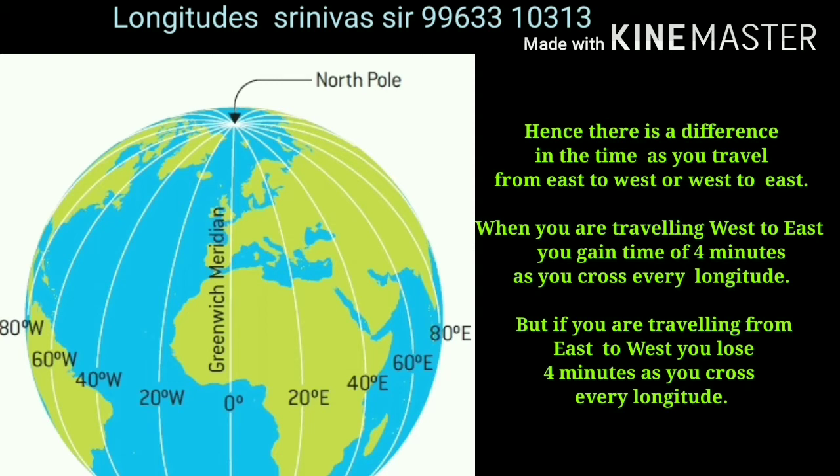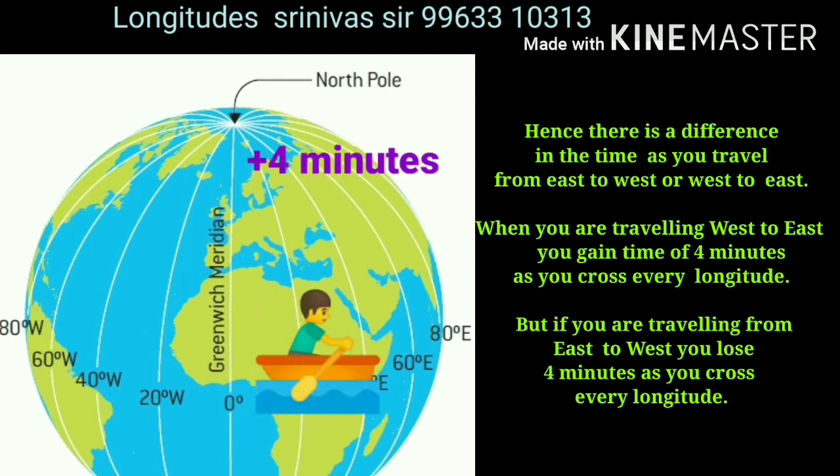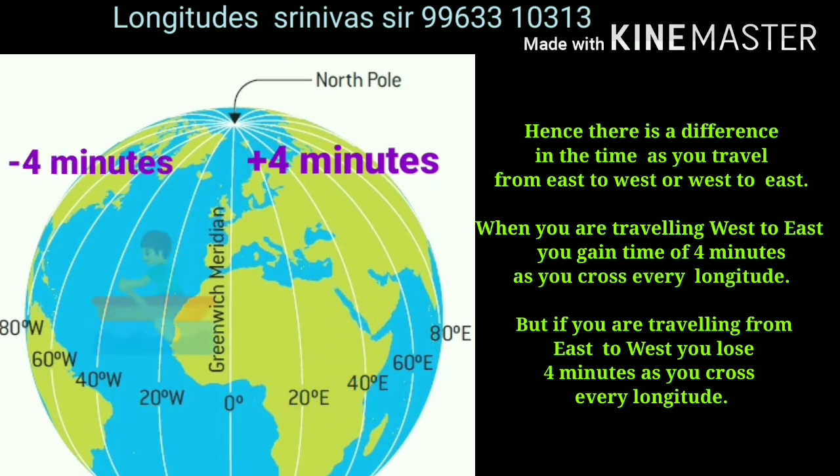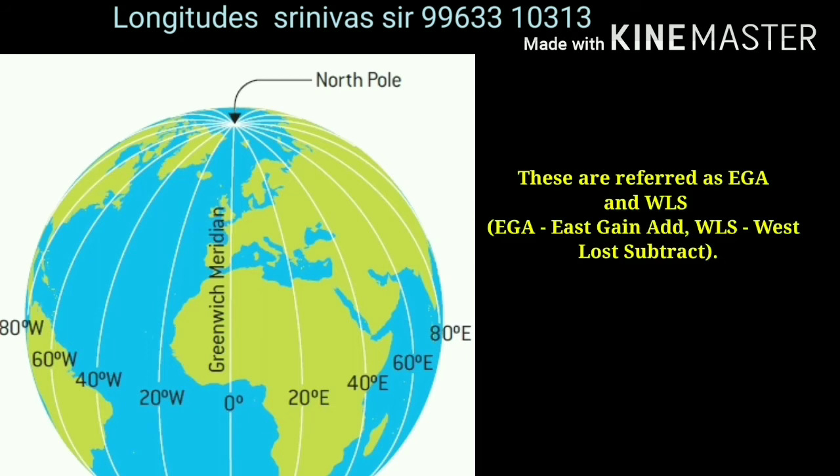When you are traveling west to east, you gain time of 4 minutes as you cross every longitude. But if you are traveling from east to west, you lose 4 minutes as you cross every longitude. These are referred to as EGA and WLS. EGA means east gain add, WLS means west lost subtract.